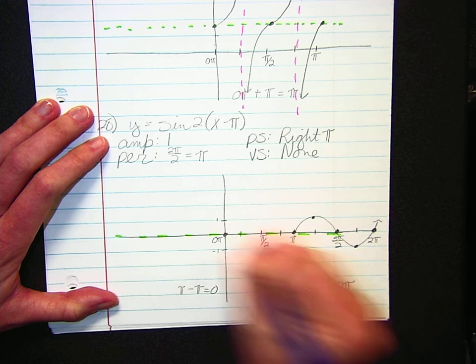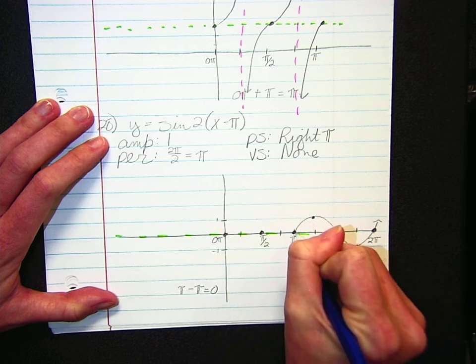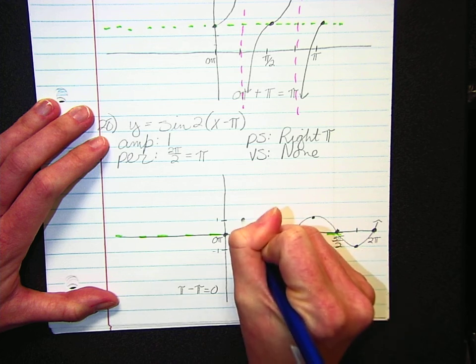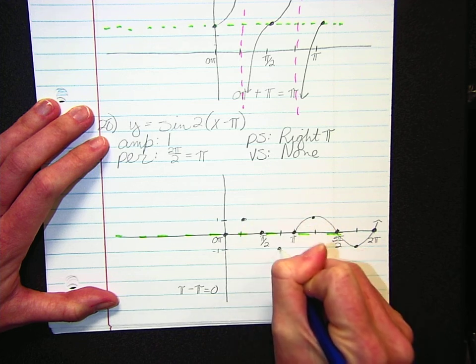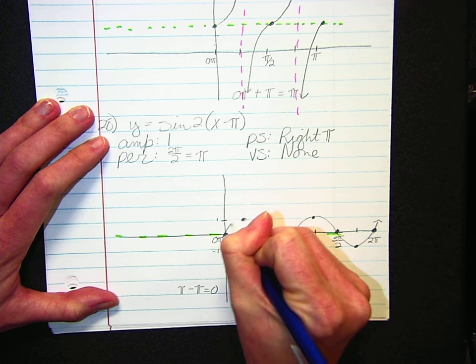So 0's at 1, 3, and 5 is already there. And I'm going to go up first. No reflection on this one. And then down. And again, nice and curvy.